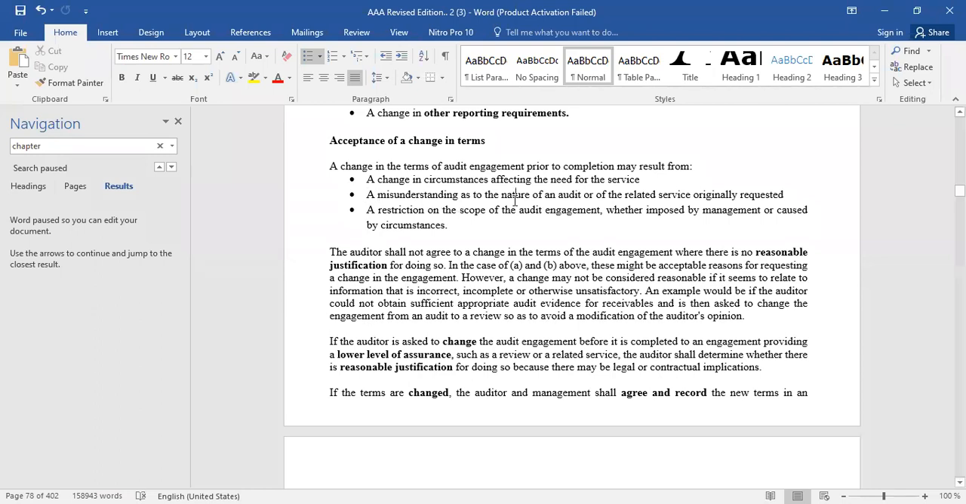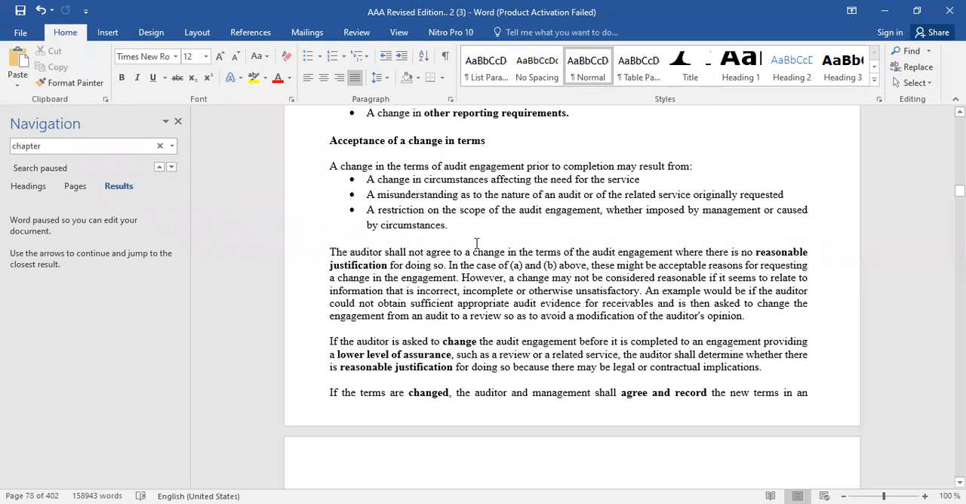Restriction on the scope. Yani umeanza kazi, alafu hapo katikati wamefunga mkono, unaambiwa ati huwezi enda hapa, huwezi angalia hii, and they have given you the work to do. So whether imposed by management or caused by other circumstances, you realize that the scope is now limited, you are restricted, then you can change the nature of the engagement. In fact, if the scope is limited, you can even tell them that now you want to do a review engagement because you can't perform a real audit. Or you can even reject the whole audit process and just stop doing audit.